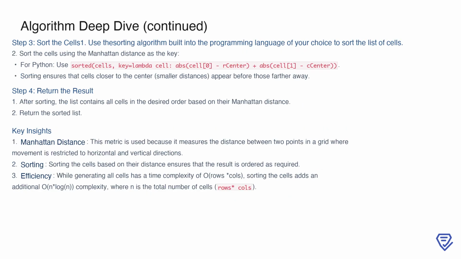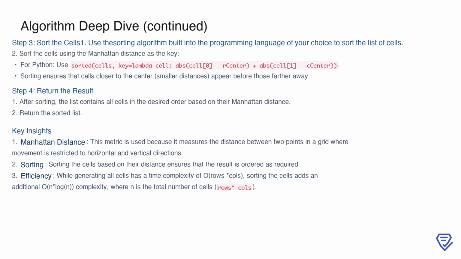Now that we can compute Manhattan distances, the next step is to sort the cells based on these distances. Most programming languages provide efficient built-in sorting algorithms, which we can leverage here. For instance, in Python, we can use the sorted function with a key that calculates the Manhattan distance for each cell. This ensures that cells closer to the center, with smaller distances, appear earlier in the sorted list. After sorting, the result is exactly what we need, all grid cells arranged in order of increasing Manhattan distance. Finally, we return this sorted list.